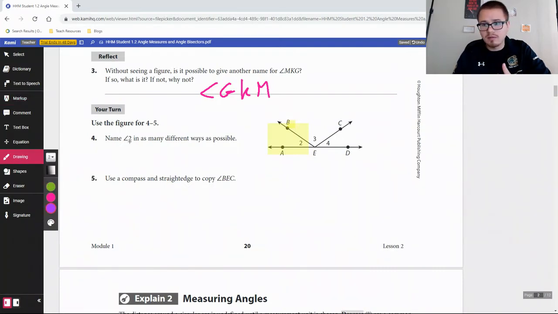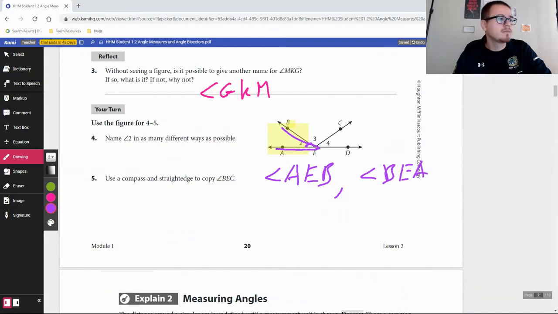Well, first of all, what do we got to know? You got to know the vertex. And the vertex is going to be E. So we have AEB, or the opposite way, BEA. Those are our two angles. You got it? Great.